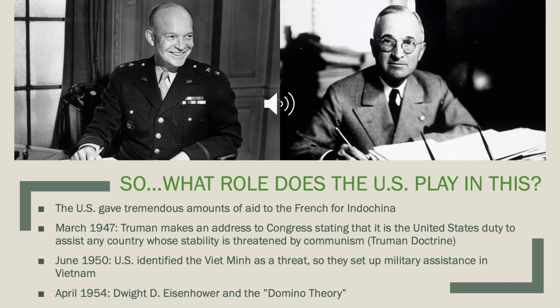And this fear of communism that arises from the Cold War is what drives him to create this doctrine. In June of 1950, the US identified the Viet Minh as a threat, and so they decided to set up military assistance in Vietnam. And this is whenever they really start to make an impact in Vietnam. And then in April of 1954, Dwight D. Eisenhower talked about the domino theory.